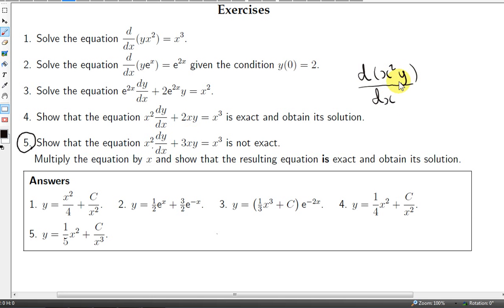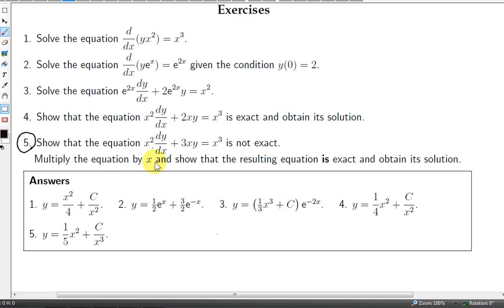Okay, if we start to use the product rule, we get the first function x squared times the derivative of the second, so we get x squared times dy dx. That works out okay. That gives us this term here, but then we have to take the second term y and multiply by the derivative of x squared. The derivative of x squared is 2x. The problem is that we have a 3 here, so that's not going to work.